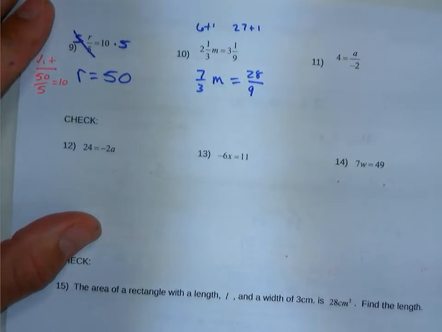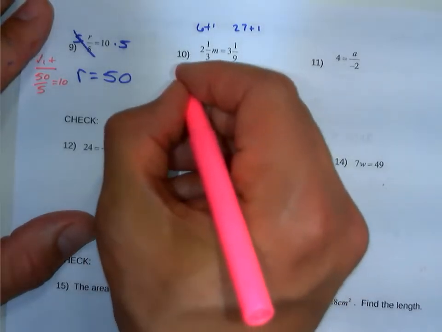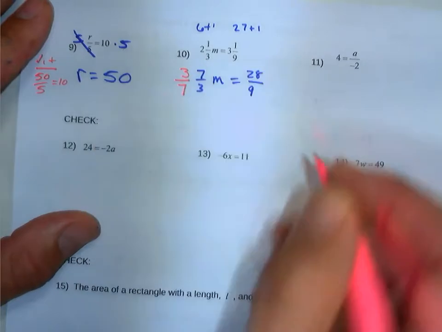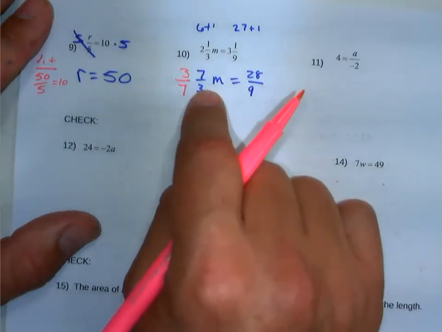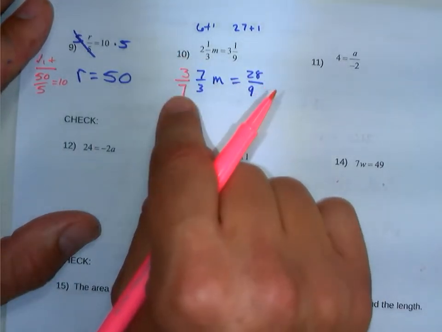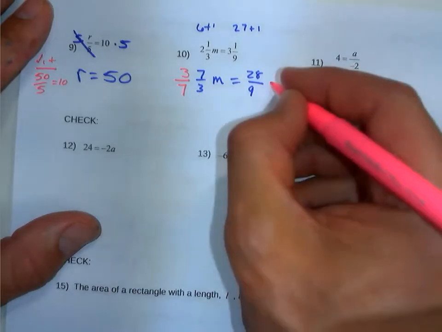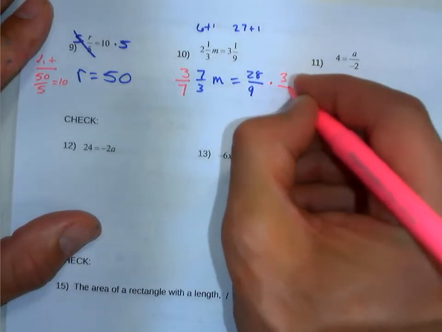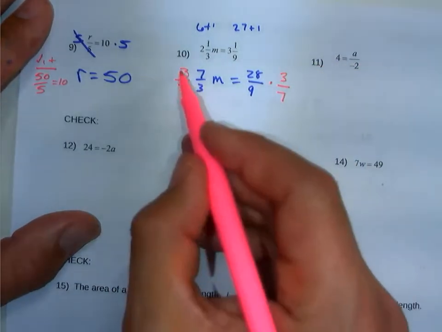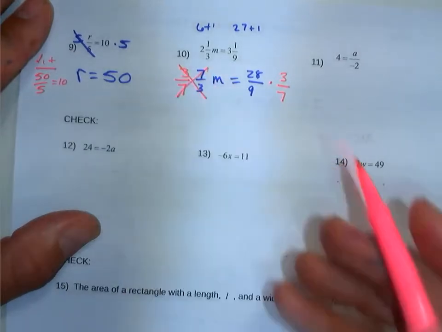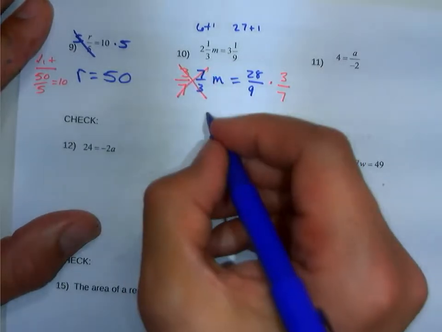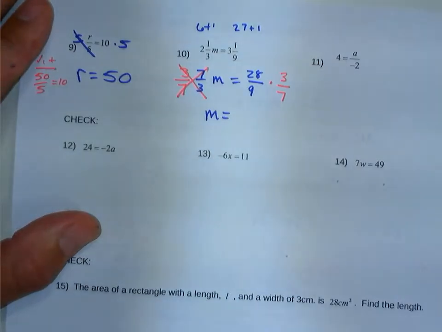Okay? Now, one thing when you're dividing by fractions, we talk about, well, you can divide by a fraction, or you can multiply by the reciprocal. The reciprocal of 7/3 is 3/7. And that allows me to do this problem pretty easily. So I'm going to multiply both sides by 3/7 so that these cancel. I get m all by itself over here.